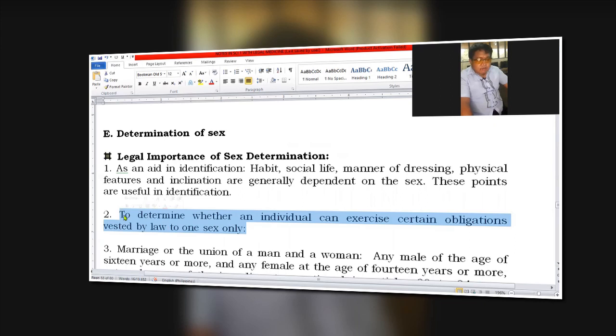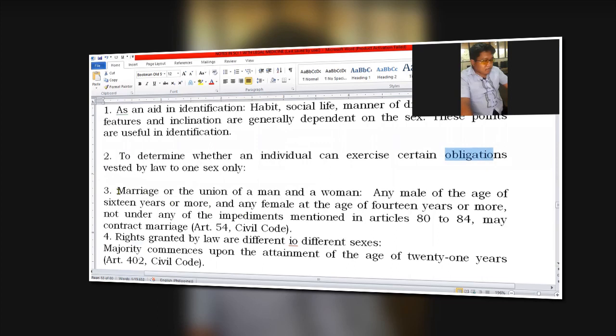Hindi mo rin pwedeng sabihin na ikaw ay father kung ang sex mo is female. So this is all about obligations. Established by law. Hindi ka rin pwedeng mag-asawa ng lalaki kung lalaki ka. That is the standing law. No? Masakit man sa iba, but it is law. Jura lex sed lex. So, as far as today, ang pwede mo lang ikasal ng gobyerno is lalaki and babae as far as the Philippine law is concerned.